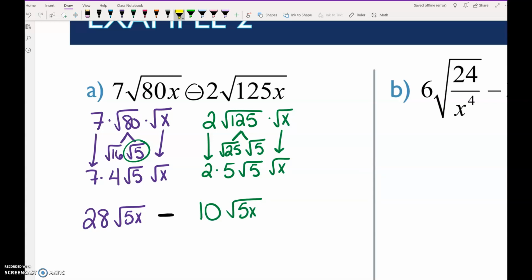As long as whatever comes after those first numbers is the same on both of them, you can do the math. What is 28 minus 10? 18, and then we put that square root of 5x on the end.